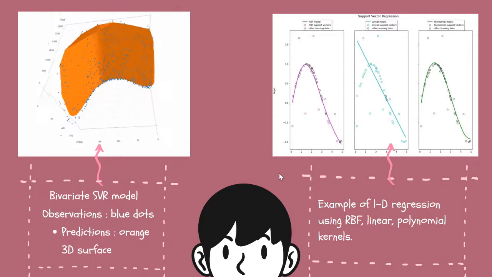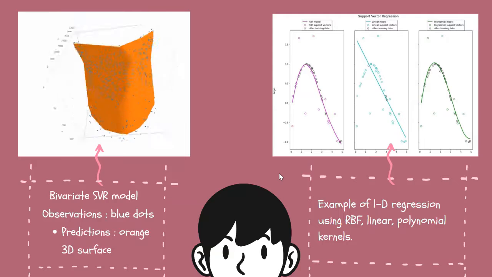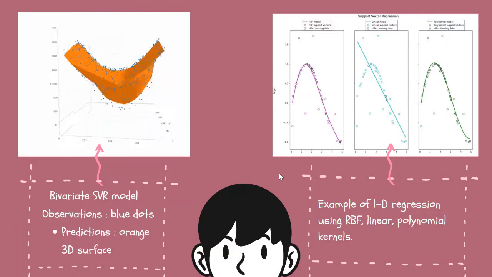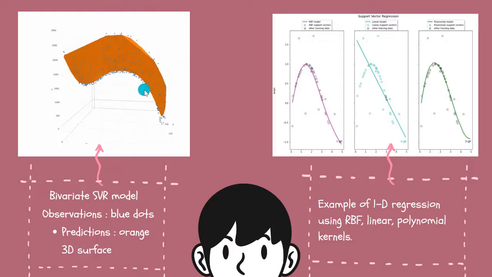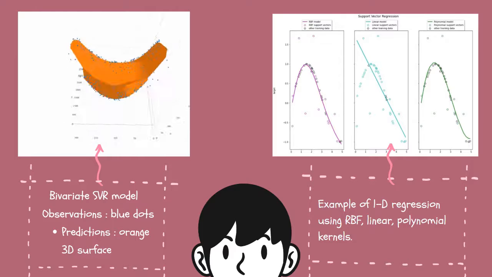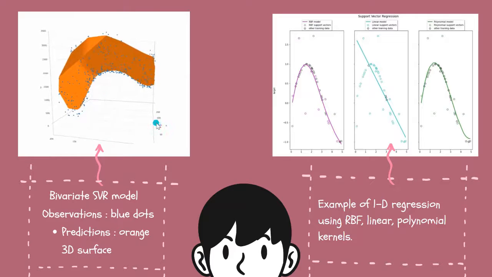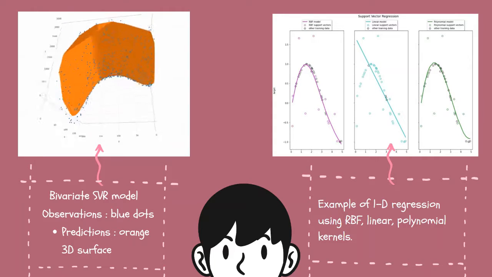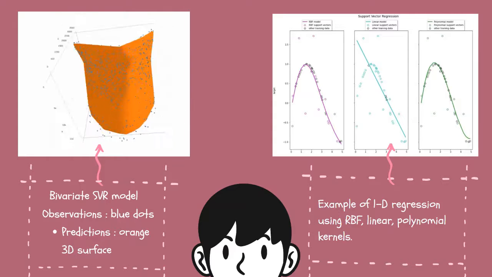Now, we can see two figures here. Concerning the first figure, it is a bivariate support vector regression model. The observations are shown by the blue dots. The predictions are shown by the orange 3D surface. Here, we can see the hyperplane has a maximum number of data points. So it shows that support vector regression can be used to give a best fit.